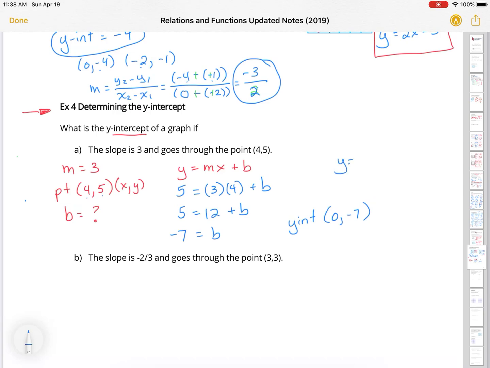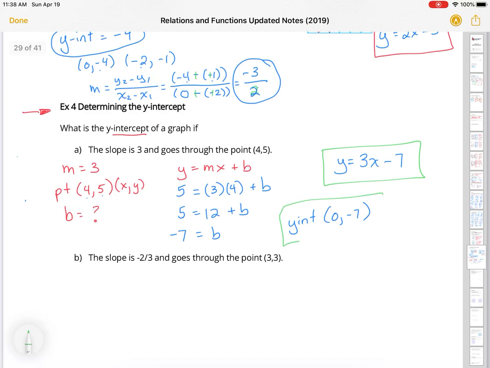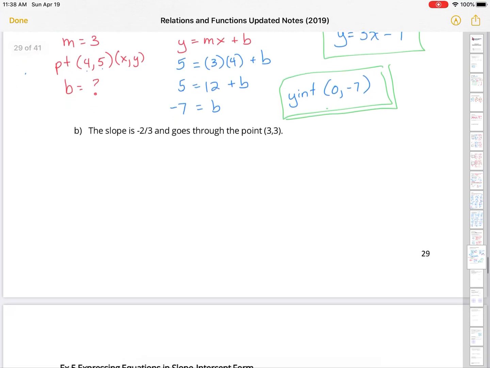If I wanted to write the equation of the line out, I have my value for slope, which is m, 3x, and minus 7. So I have this piece of information and this. It's asked just for the y-intercept, so this would be okay. But if it asked us to write the complete equation, we could do that now as well. So if you want to try the next one and see if you get it right, then pause and come back when you're done.